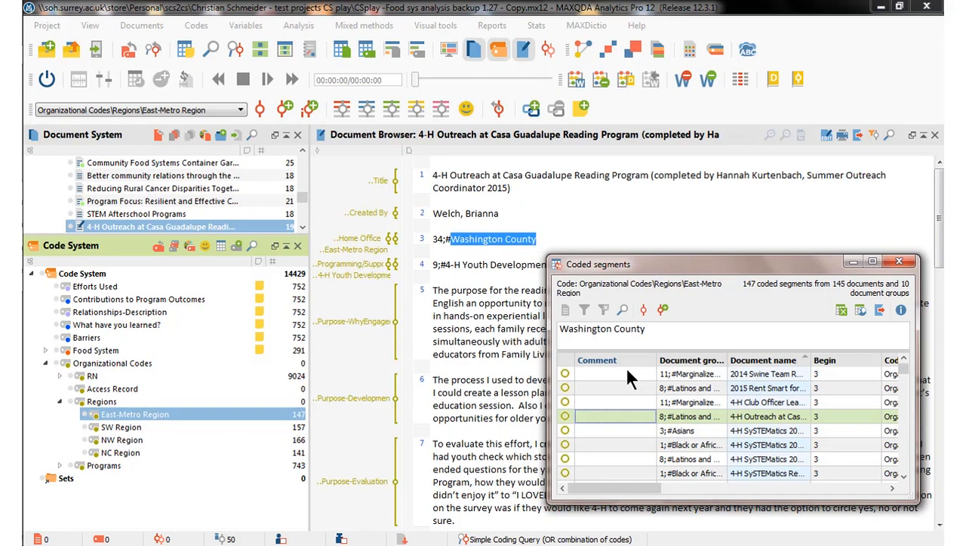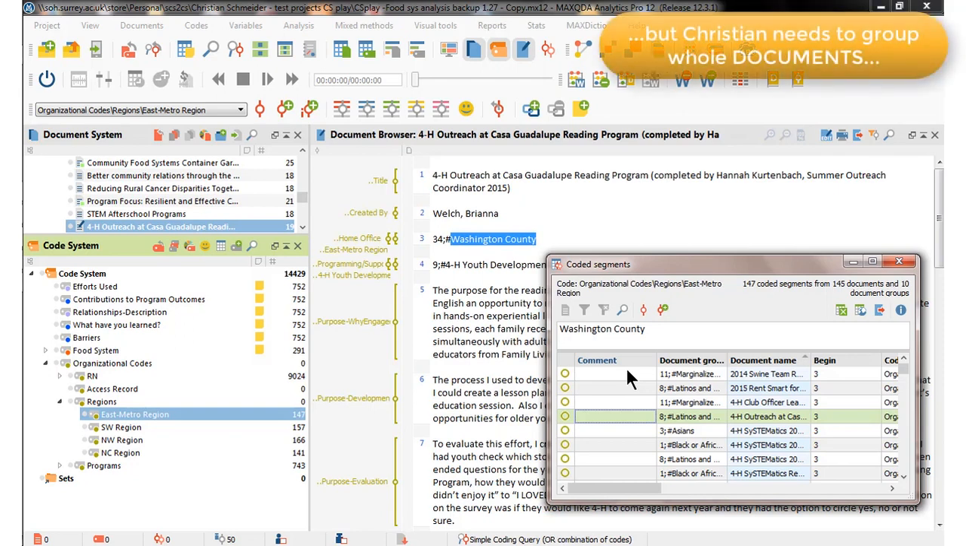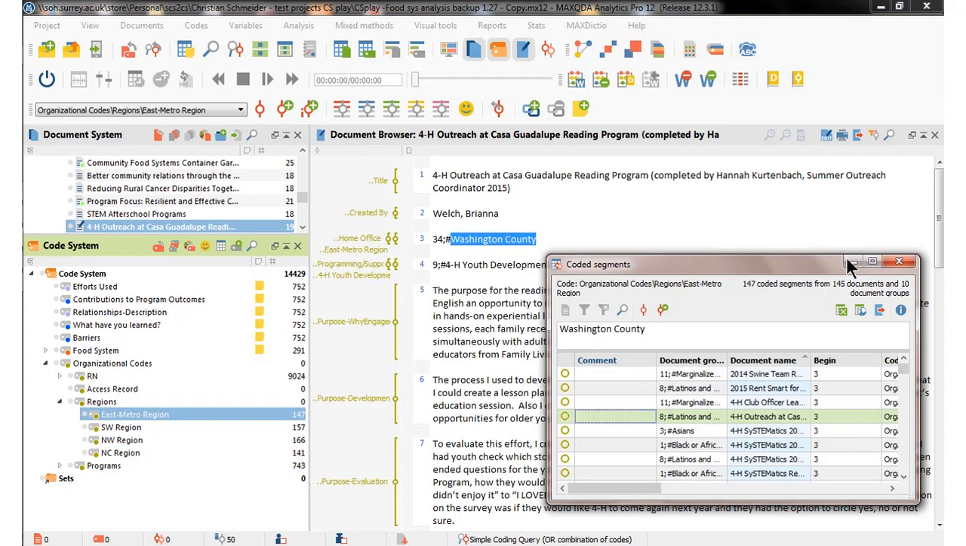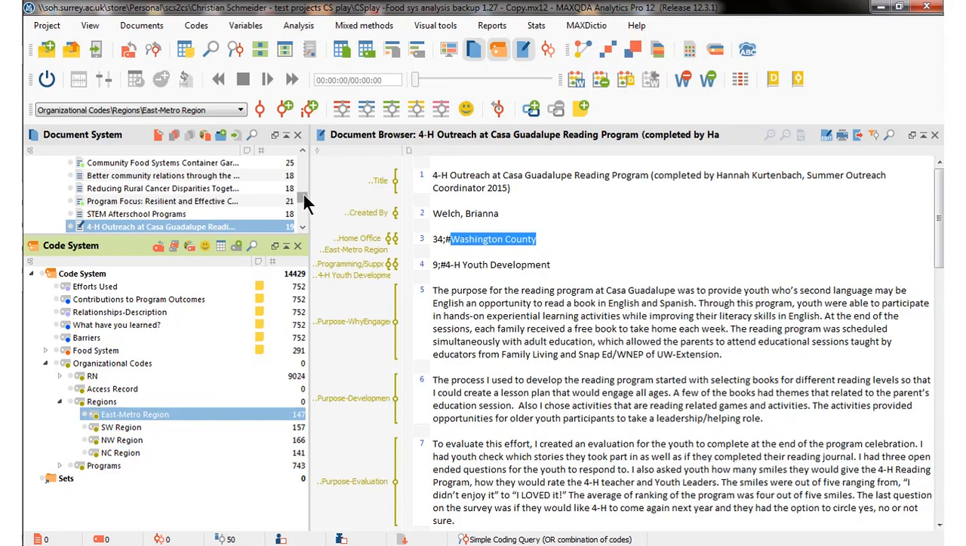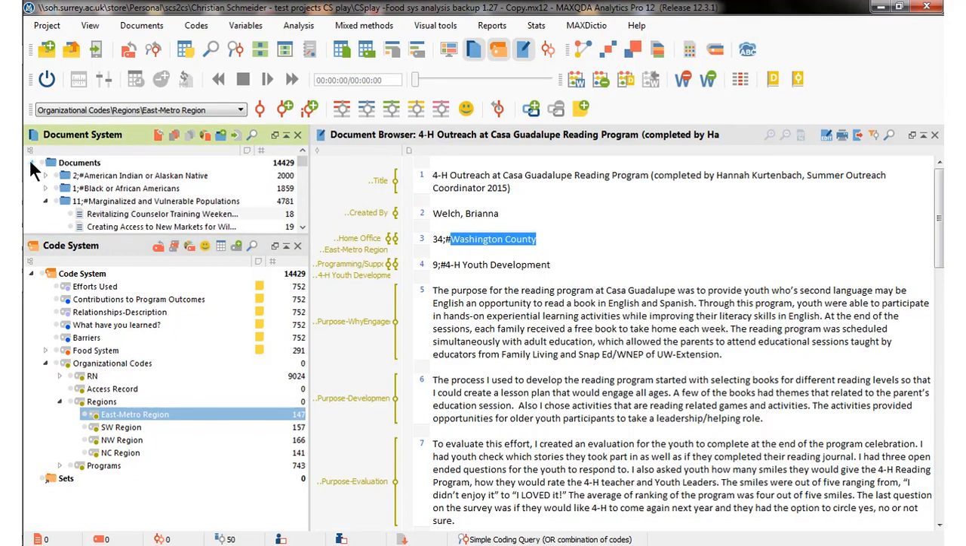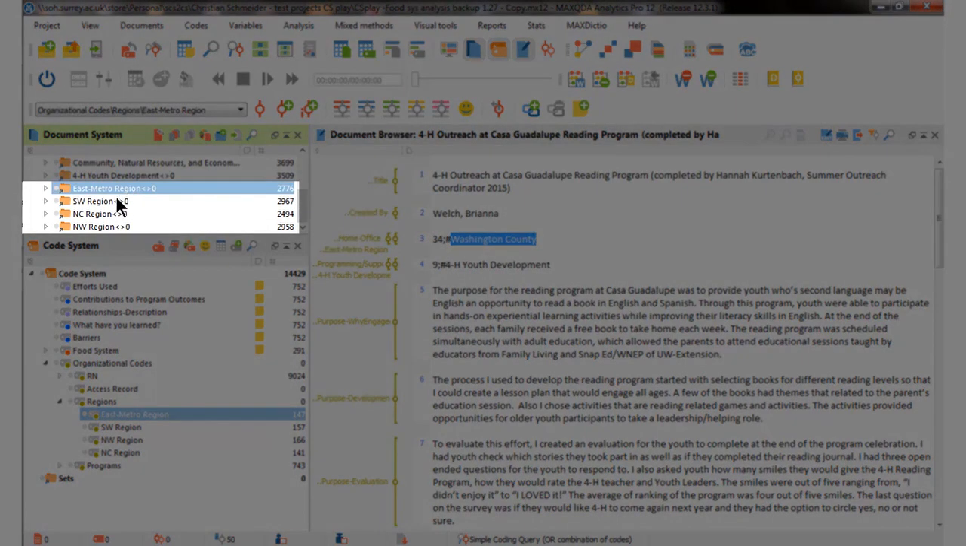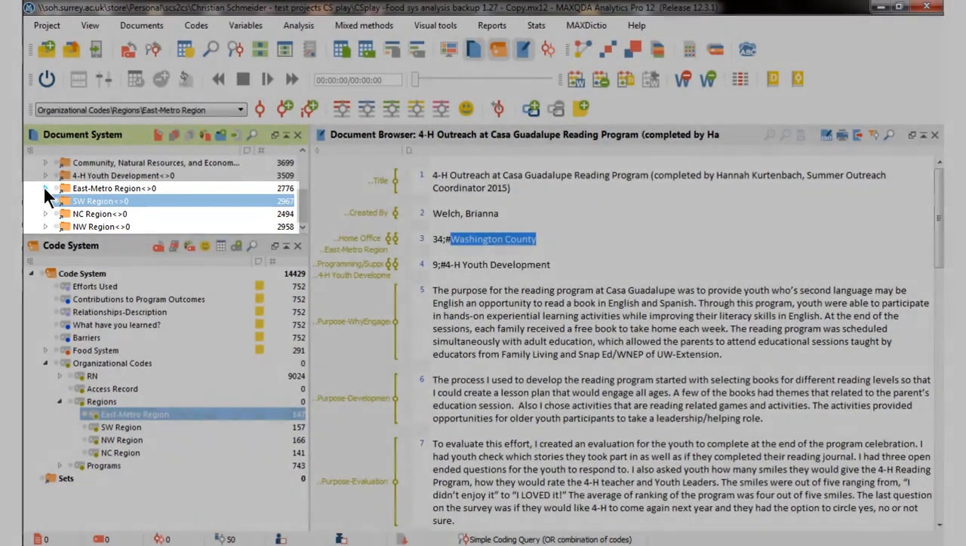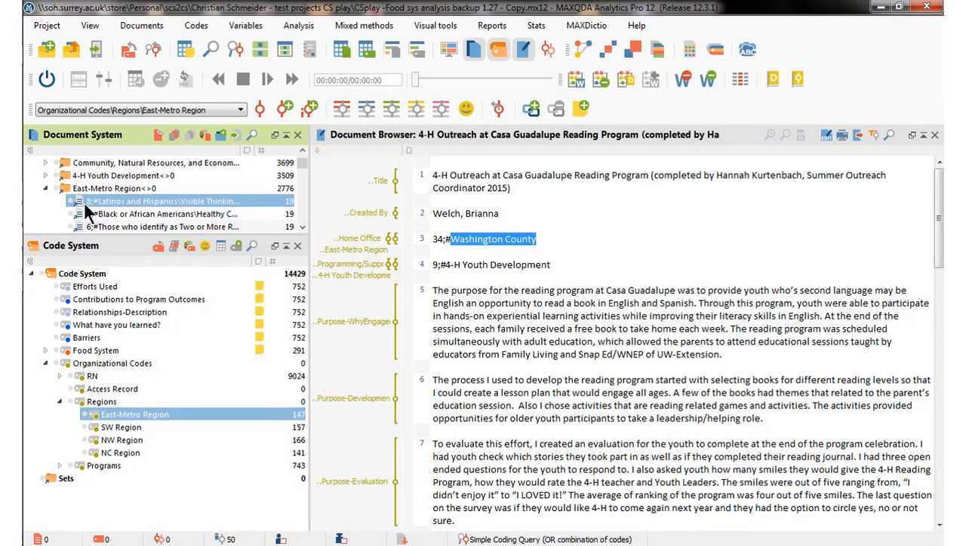However, that's not sufficient in itself to represent Christian's unit of meaning, as it only applies to a tiny amount of each document. And he needs to group the whole documents in order that he can make comparisons by region. What Christian ended up with are document sets containing all of the relevant documents for each region, and here they are: the East Metro region, the South West region, etc. And within each of those are shortcuts to the documents that relate to each of those regions according to the county information.